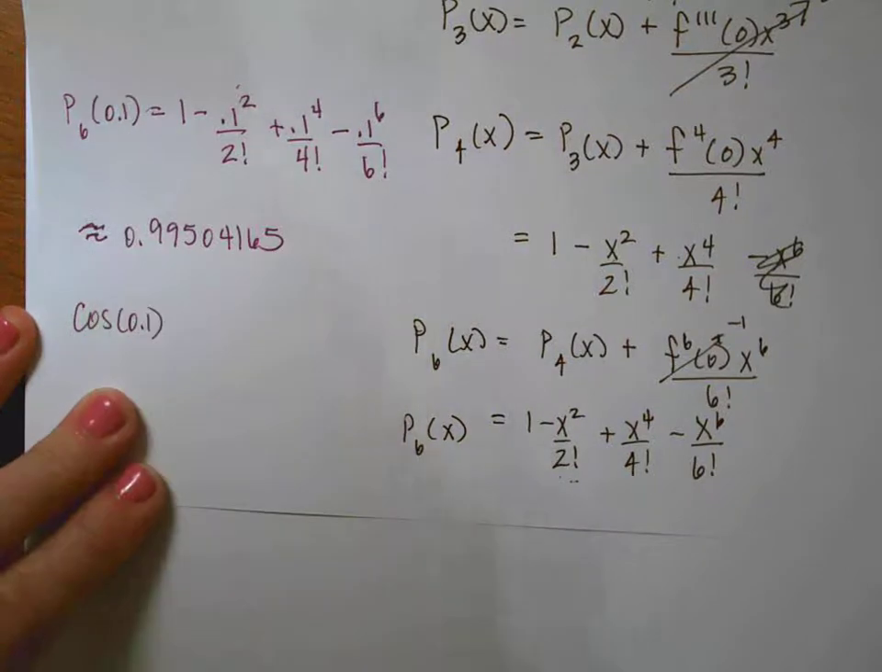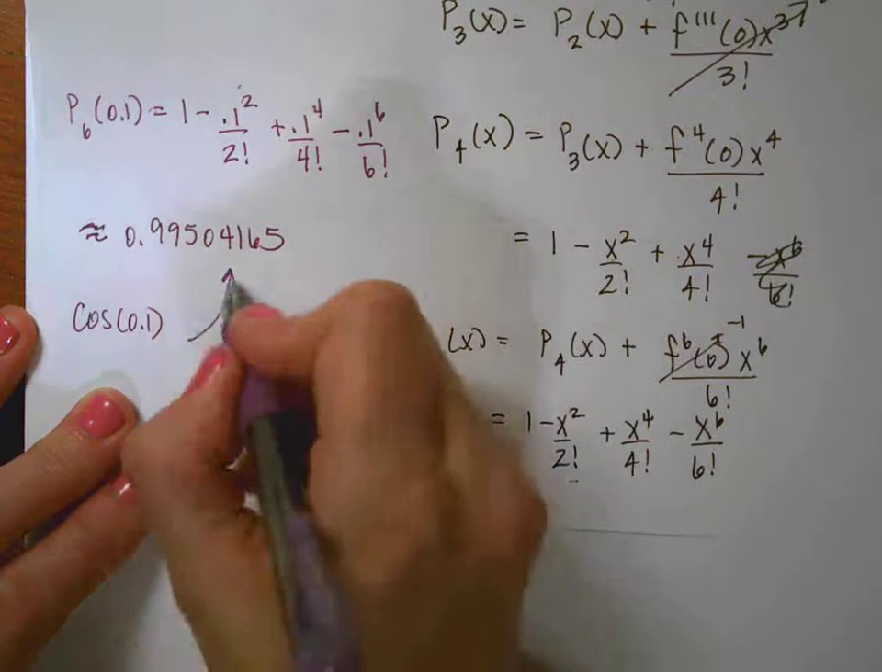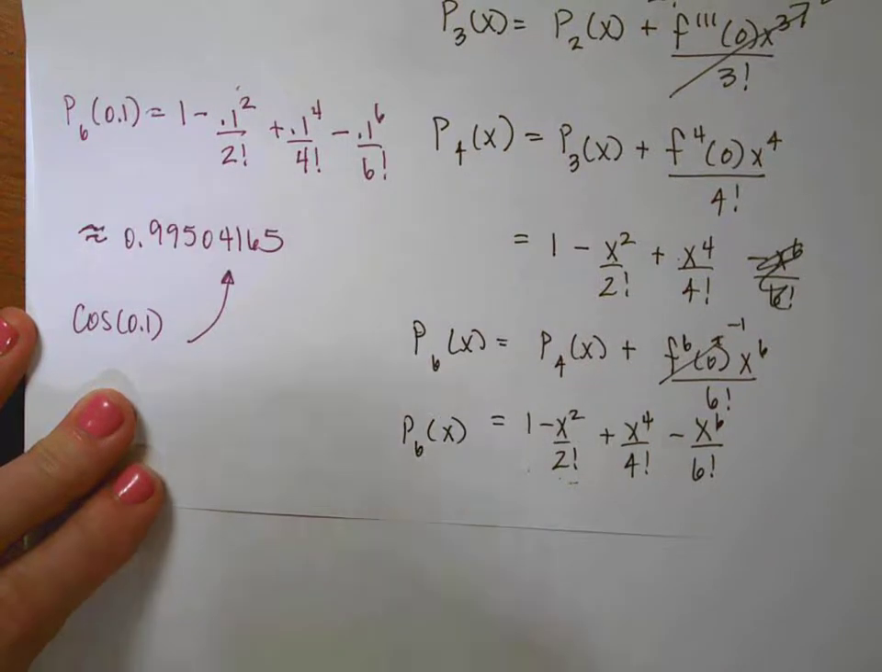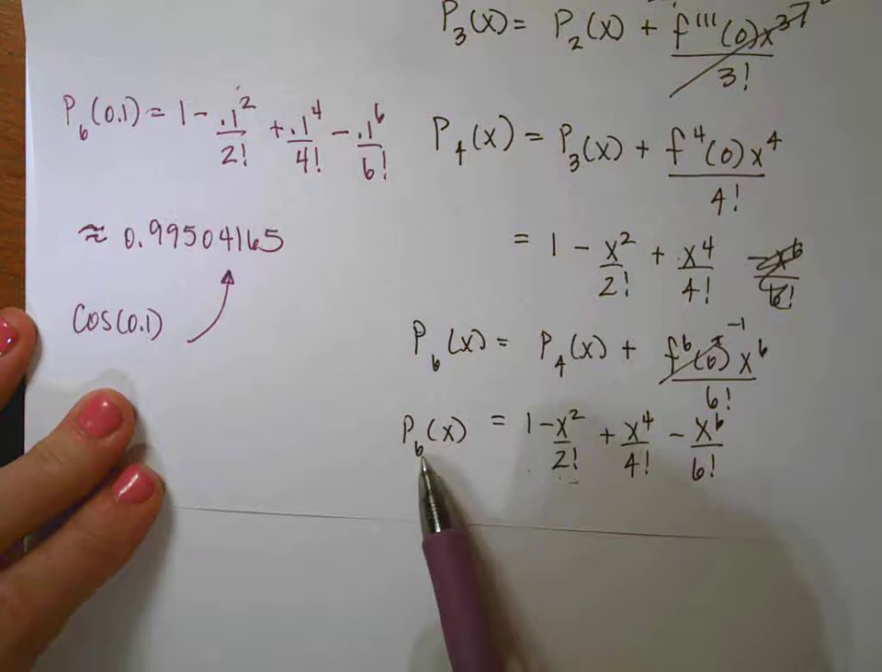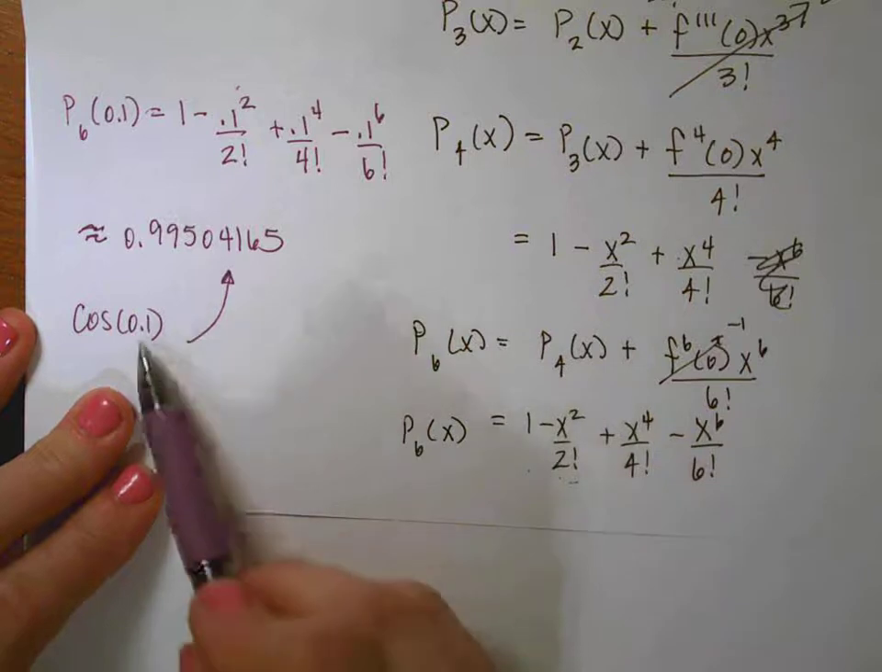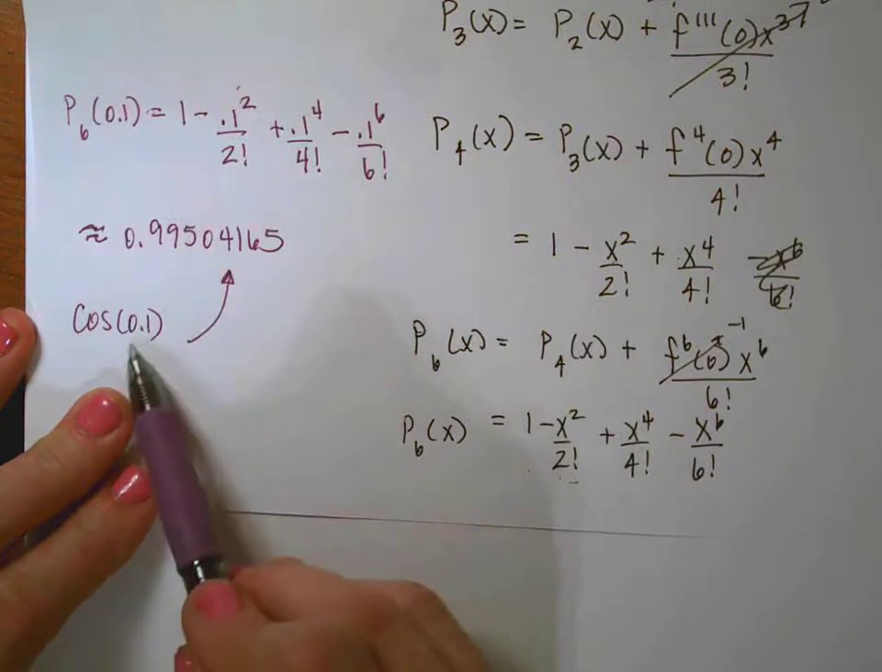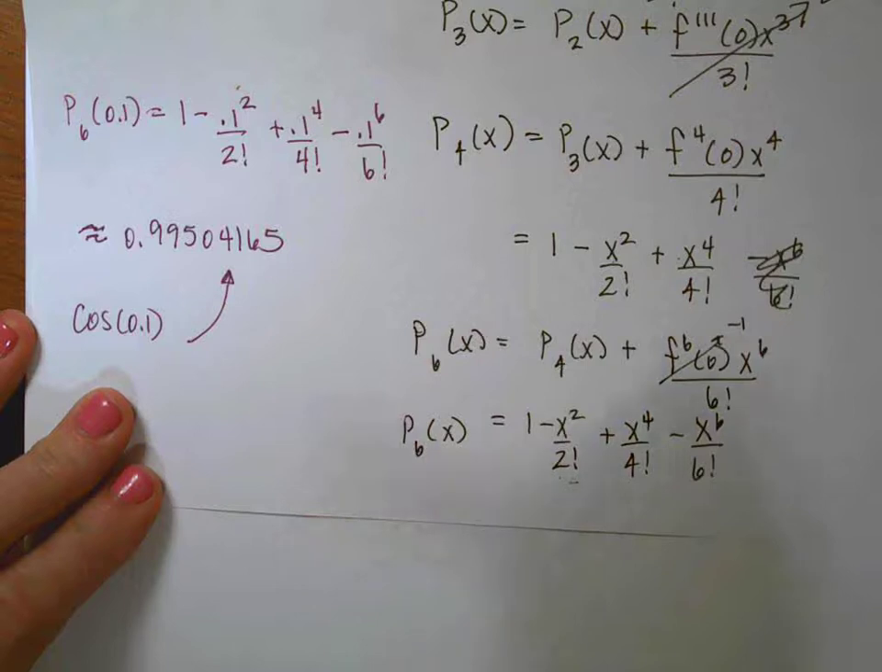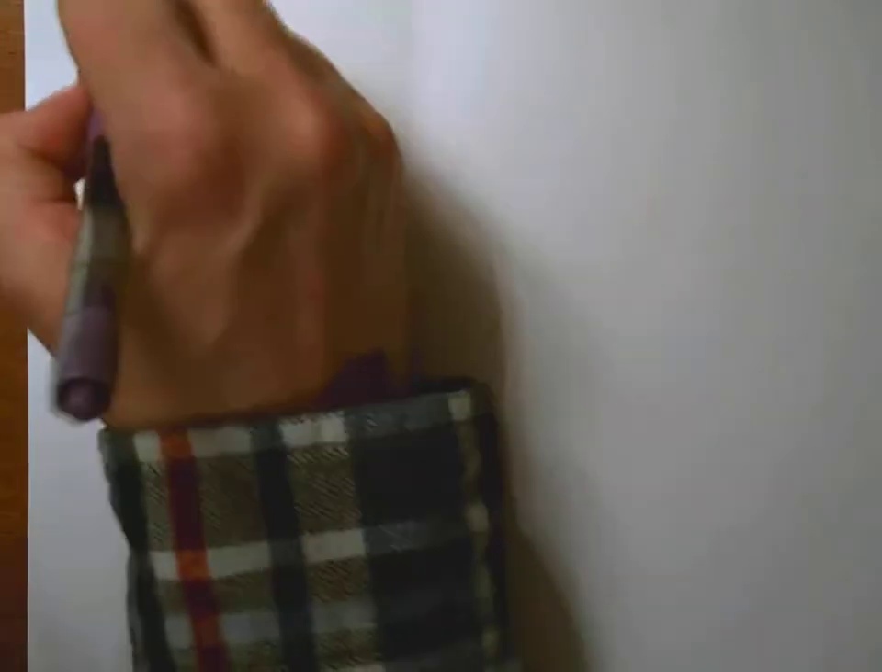0.9950041652. And if you run this through your calculator, so if you do the cosine of 0.1, remember it would have to be in radians, you would get this exact value. So the sixth degree polynomial is very close to the actual value when you do this in your calculator.